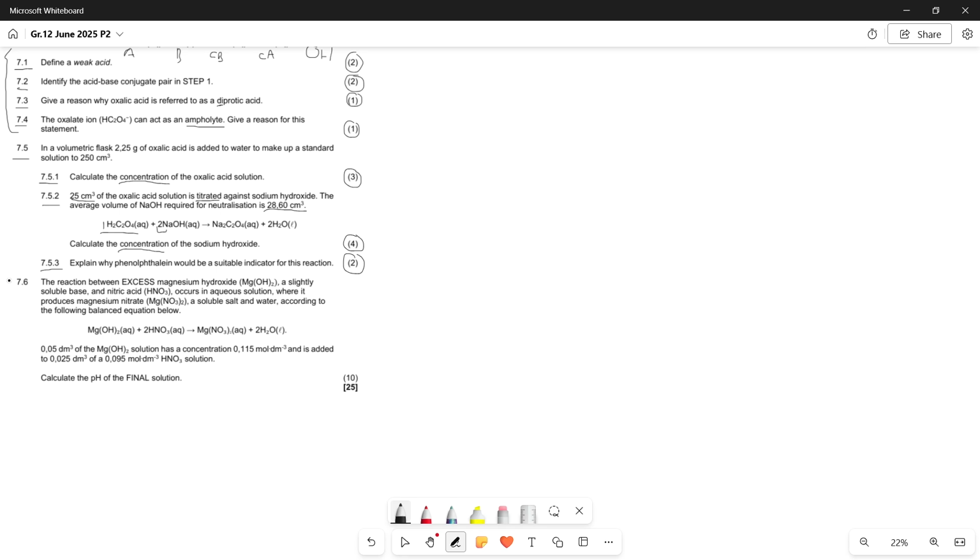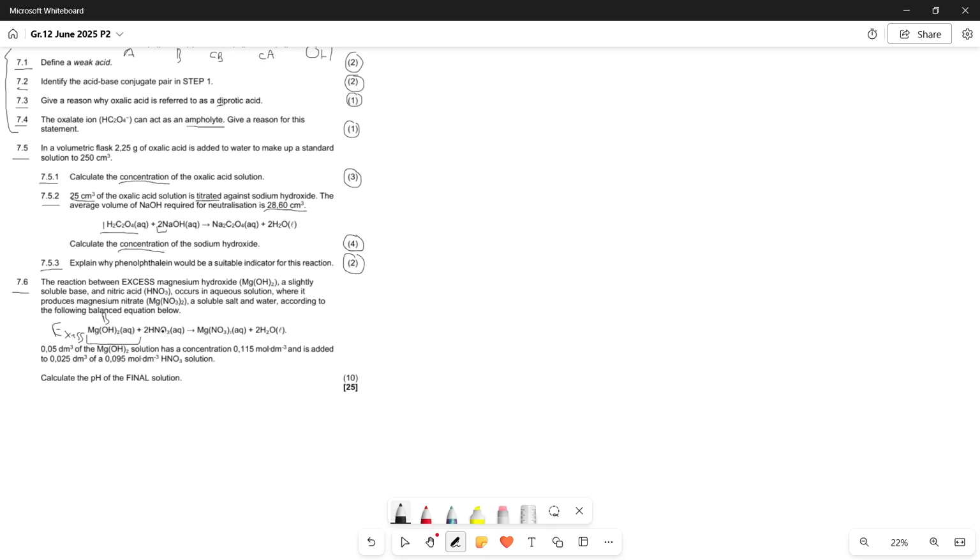Okay, and then 7.6 is the last question of this section and this whole paper for 10 marks. So let's get it. So the reaction between excess magnesium hydroxide, Mg(OH)2, I'll redraw this now as we've done in previous questions just to help see what we're working with, as well as draw the different beakers most likely. So we have the excess magnesium hydroxide, Mg(OH)2, a slightly soluble base. Okay, so they've told us it's a base, but it ends in OH, so that is helpful too.